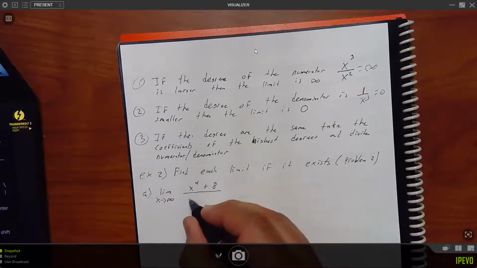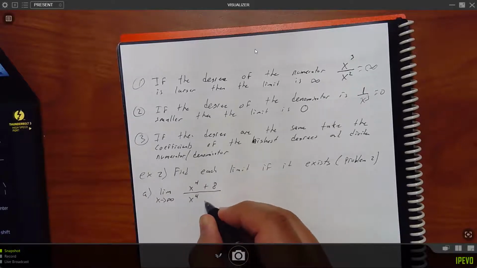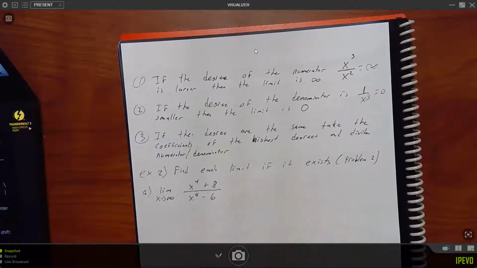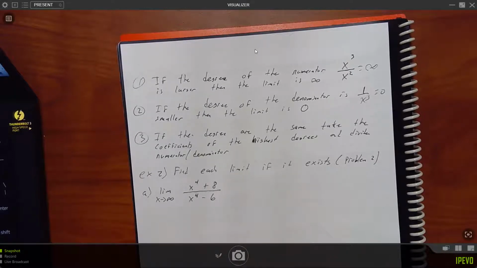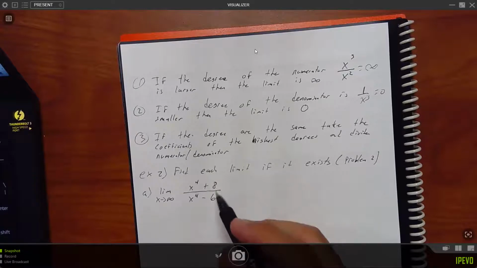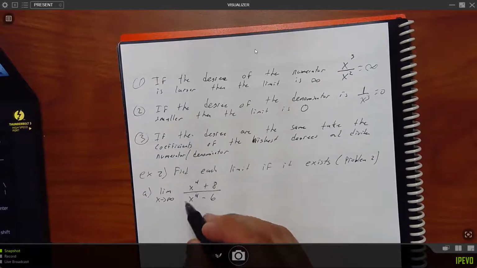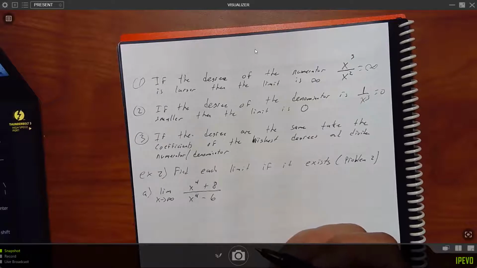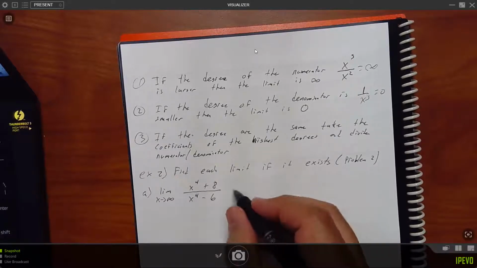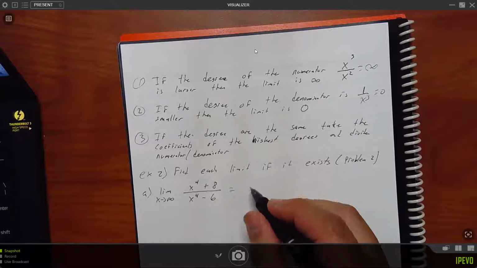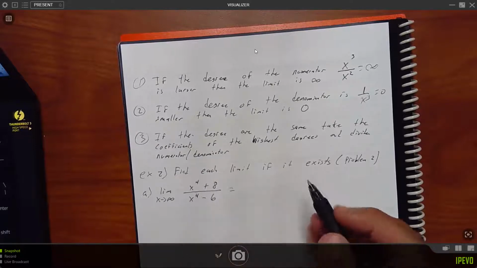Okay, so let's see here the degree of the top and the bottom. You agree it's the same, right? So if they're the same, all you have to do is take the coefficients and divide them and you'll be done. But if you wanted to show work, what you're supposed to do is divide each term by the highest power.